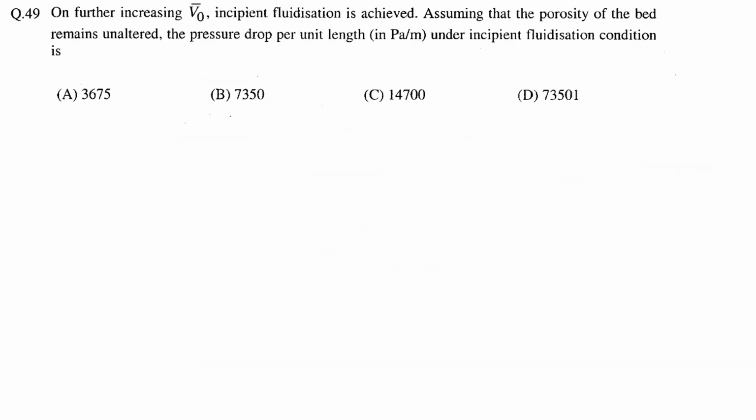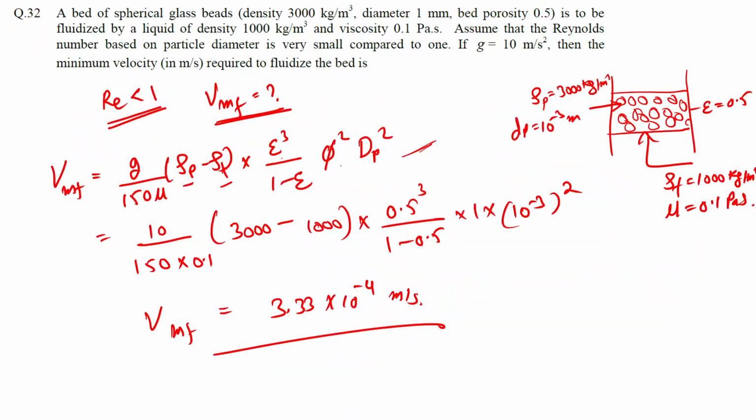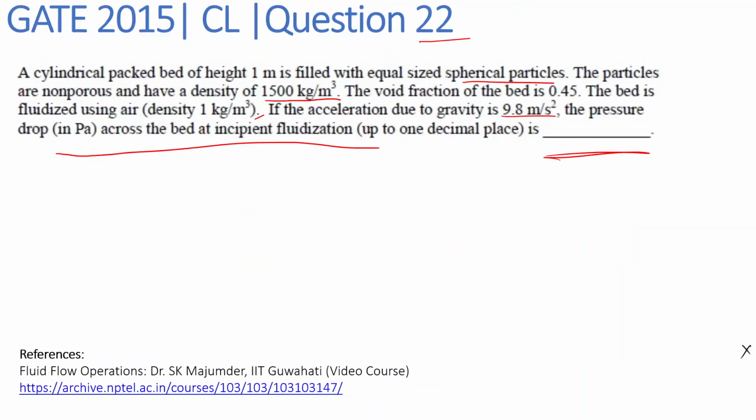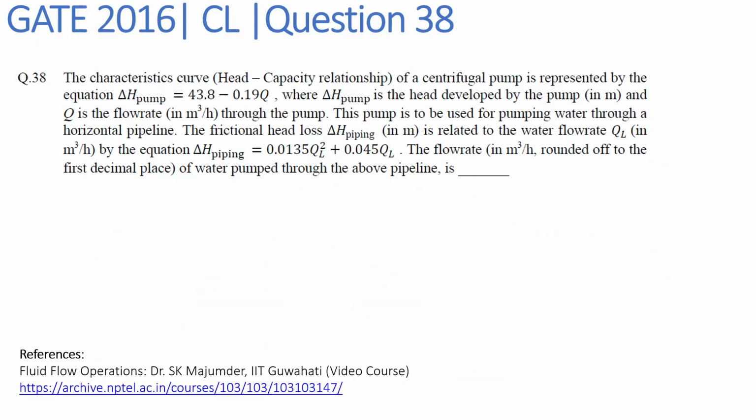Now let's take a look at one last question for the day. Let's take a look at this question number 38 of GATE 2016, in which we have been given that the characteristic curve, the head capacity relationship of a centrifugal pump, is represented by the equation delta H pump is equal to 43.8 minus 0.19 Q, where delta H pump is the head developed by the pump and Q is the flow rate through the pump.